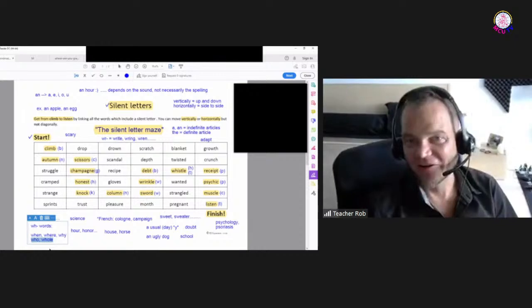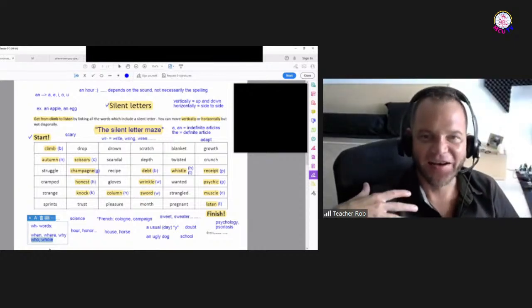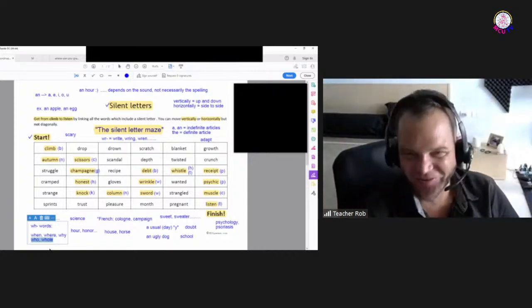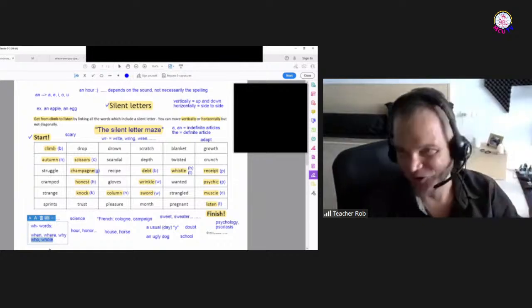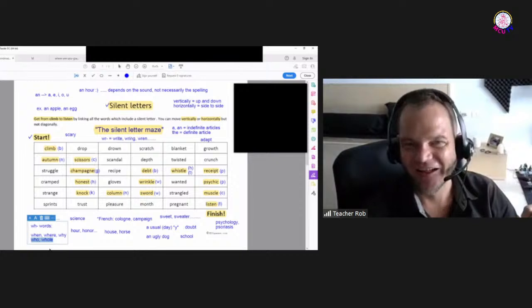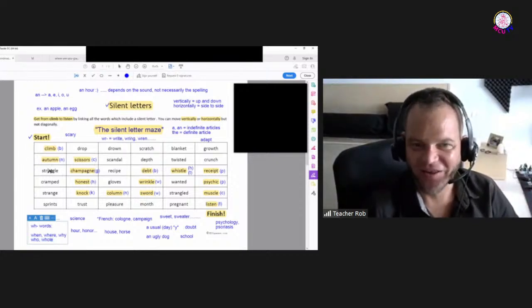So like I said, I really like this. Some of these words we're going to see later today, and these are definitely not all of the silent letters in English. There's hundreds of words, maybe even thousands, that have silent letters. So these are just some of the more common ones that we use.